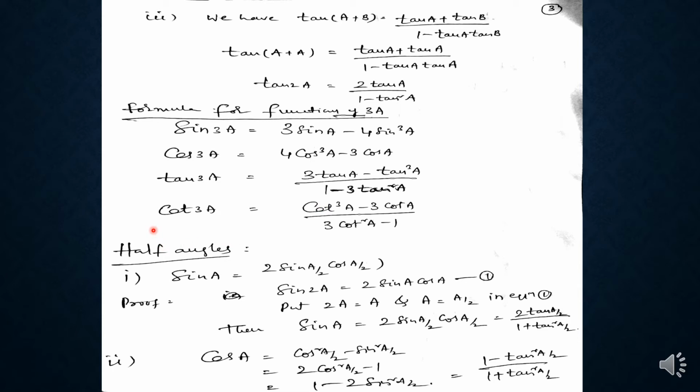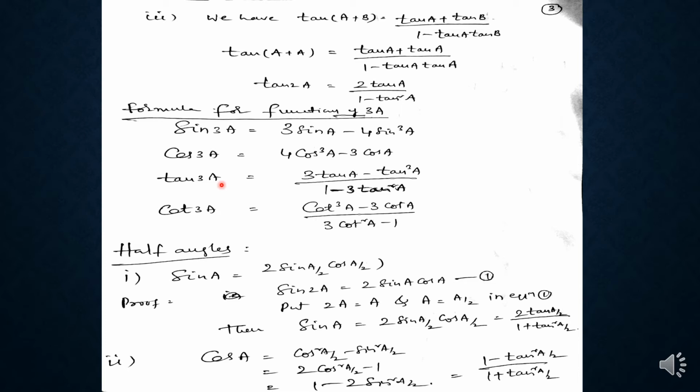Similarly, cot 3A can be written as cot cube A minus 3 cot A by 3 cot square A minus 1. So here also we can use the formula for cot of A plus B. Cot of A plus B is equal to cot A into cot B minus 1 by cot A plus cot B. By using that formula, we can prove this.